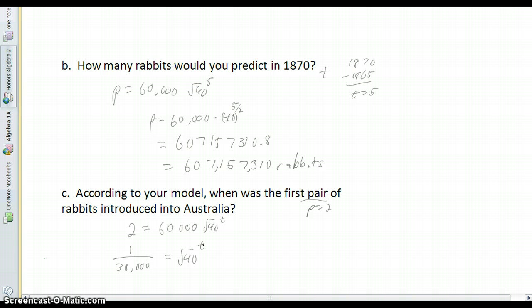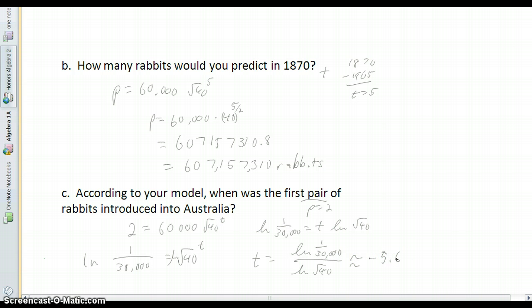Now since we have a t and an exponent, we're going to have to take the log of both sides. So maybe we'll do ln because it's shorter to write. And then use the power rule. So we know that the ln of 1 over 30,000 is equal to t times the ln of the square root of 40. So t will be equal to the ln of 1 over 30,000 divided by the ln of the square root of 40. That gives us an approximate t value of negative 5.6.